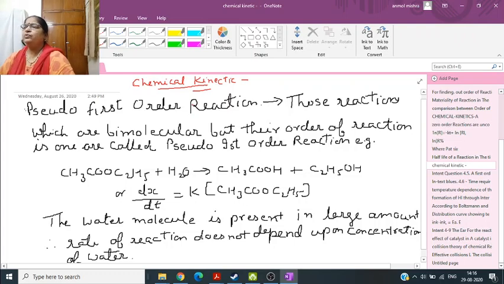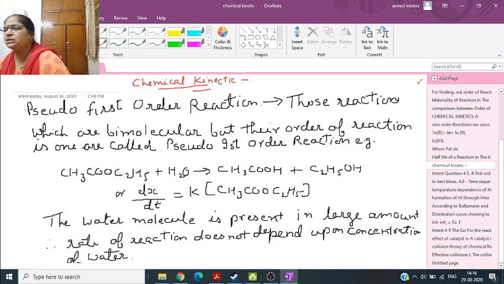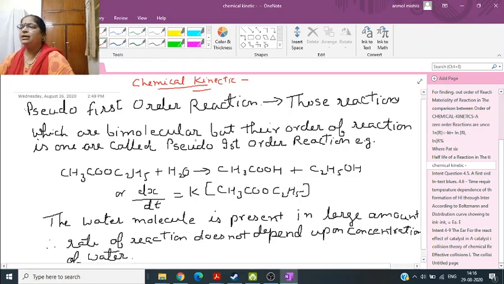order reaction. For example, if we consider the hydrolysis of ester, it hydrolyzes to form acetic acid and ethyl alcohol. Now you can see here that the concentration of the water molecule is very low, that is, it is present in large amount, so it is not taken into account. So concentration of the ethyl acetate will only take part in the order of reaction.